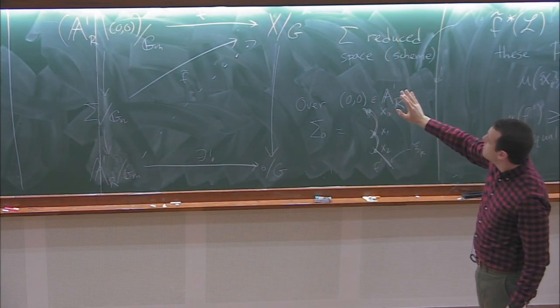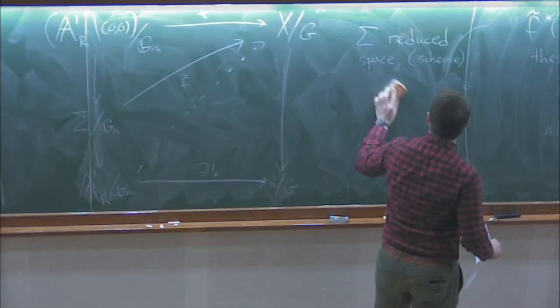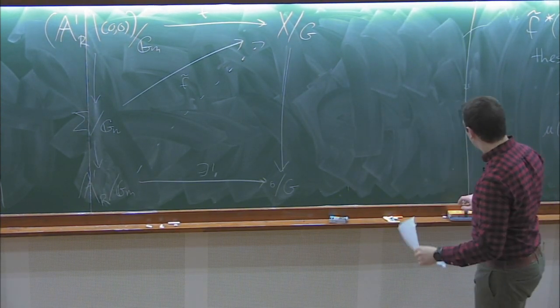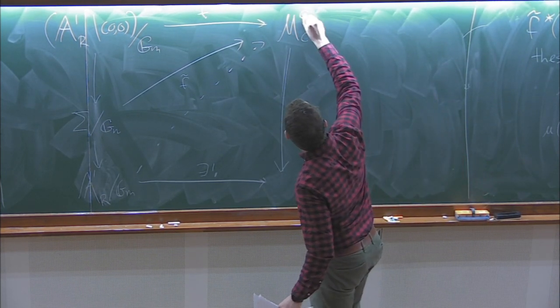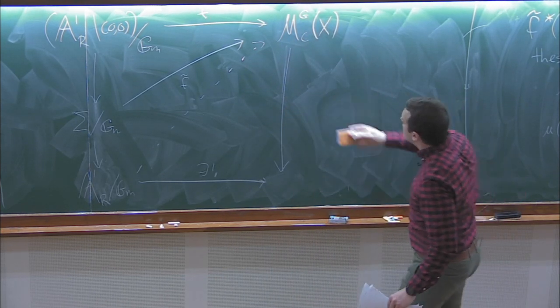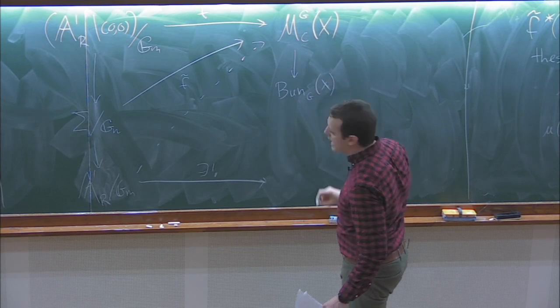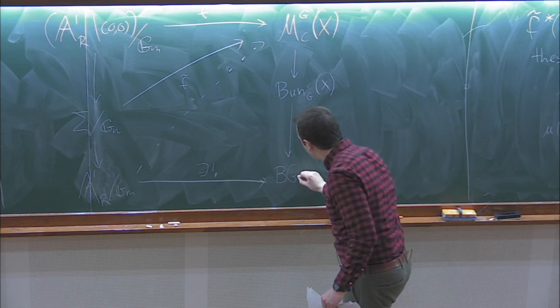I should say this argument works almost verbatim in the case of Bun G and in the case of MCG. So what do I mean by that? I just take this picture. And now it's going to get a little bit crazy, in the sense that I'm going to now leave the world of finite dimensional things. This is going to be basically an infinite dimensional version of reductive GIT. So basically, here I can put this MCG of x. And remember that MCG of x admits a proper map to Bun G of x. And then this Bun G of x admits a map to what I'm going to call BG rat.